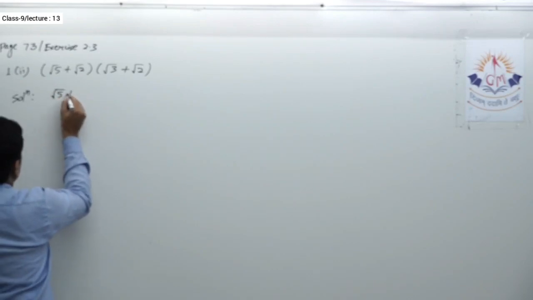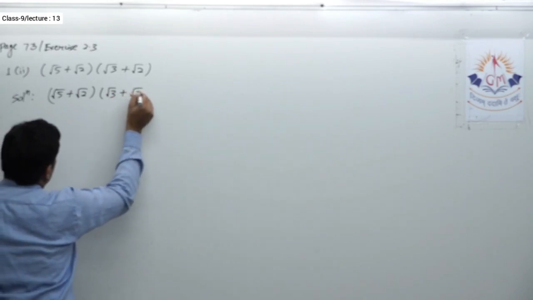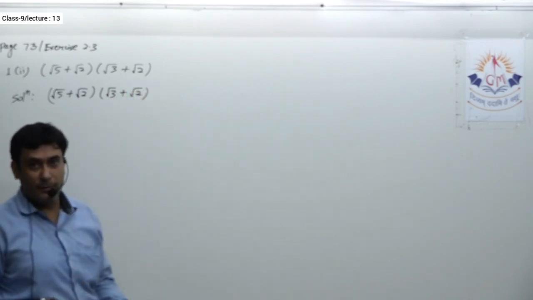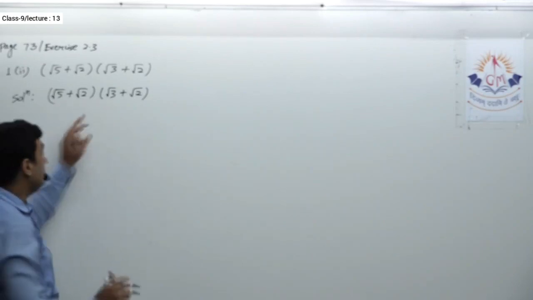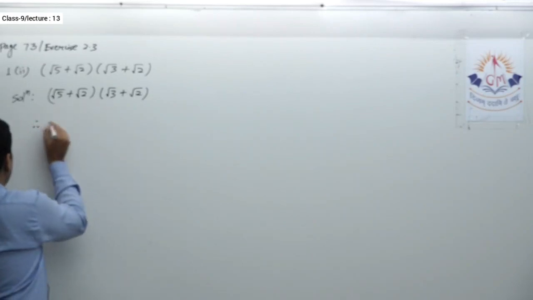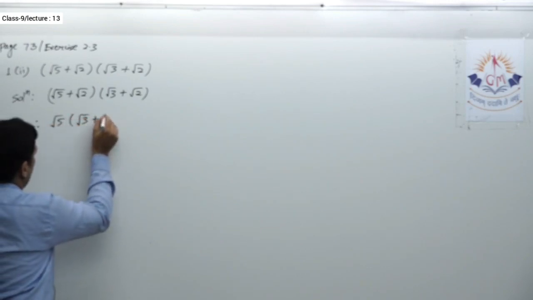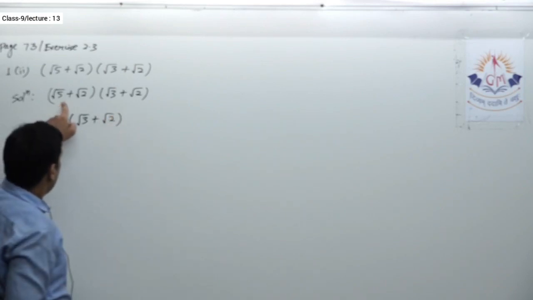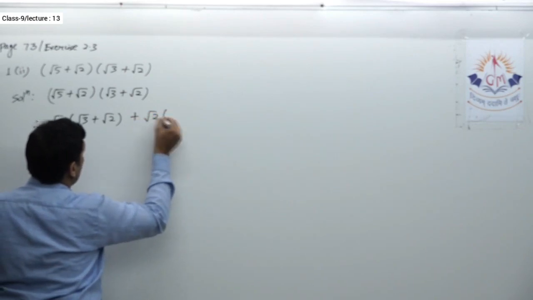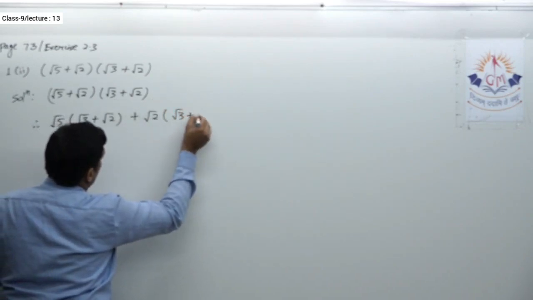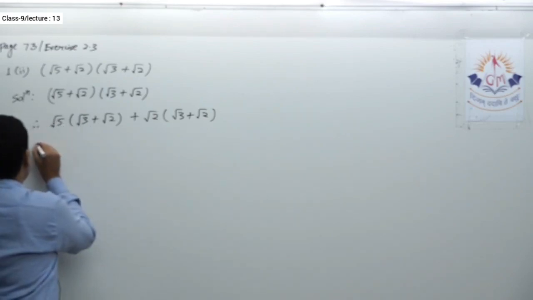Root 5 plus root 2 into root 3 plus root 2. So this is again a multiplication of a binomial with a binomial. So I'll multiply root 5 with root 3. So again I am adding one more step for your better understanding. However, this particular step is not required. I'll multiply root 5 with this, then I'll multiply root 2 with this. Okay, this step is actually not required, but still I am writing it for your better understanding.